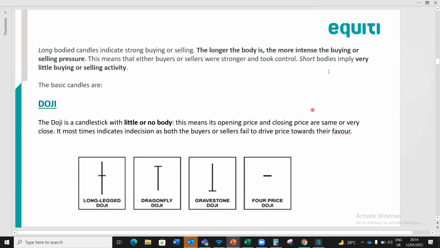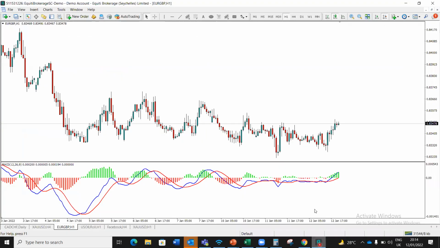While short bodies imply very little buying or selling activity. So once the body of the candle is small, it simply implies that there was little buying or selling activity. Let's quickly find such kinds of candles that we are talking about.